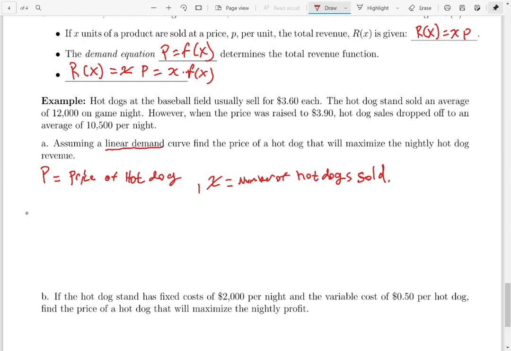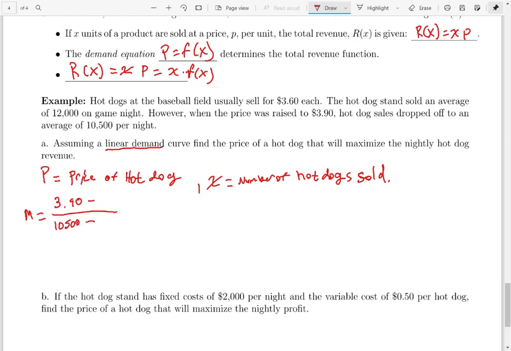Let's think about our slope. Well, what's our slope going to be? Specifically, if our input x is the number of hot dogs sold and the output is the price of the hot dog, then linear means we want to know what is the slope. So the slope, y sub 2 minus y sub 1 over x sub 2 minus x sub 1, where y is the price and x is the number of hot dogs, let's just use the information given. So specifically, note that they changed the price to $3.90, and on the night that they sold the hot dogs at $3.90, there were only 10,500 sold.